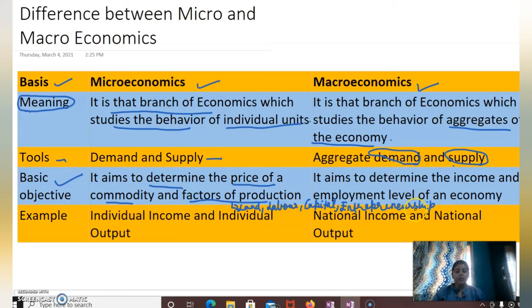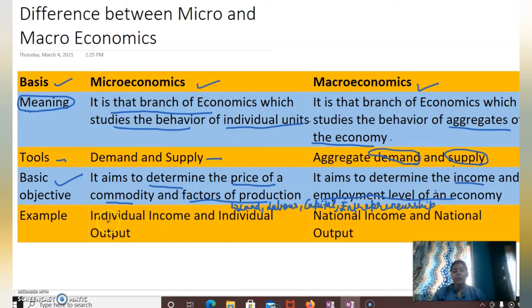Whereas the macroeconomics objective is to determine the income and employment level of an economy, that is, how much income the people living in an economy are getting in general, and how much employment there is in the economy. All this is covered under macroeconomics. This is the main objective of studying macroeconomics.